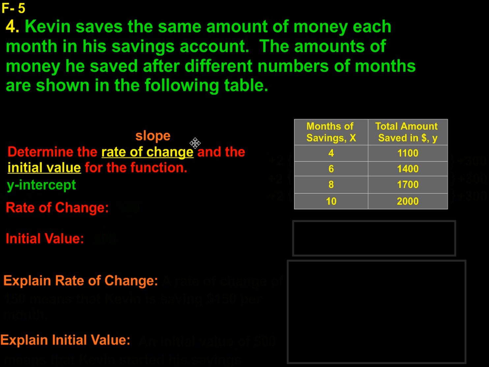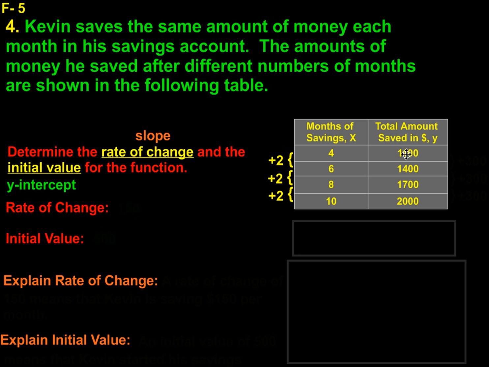Alright, so to determine the rate of change or the slope of this table, we need to figure out the change in the value of x and the change in the value of y. So to go from 4 to 6 and 6 to 8 and 8 to 10, you should see that we're looking at a gain of positive 2 each time. And remember, this is months of savings, x, so this looks like we're skipping every other month. So we're looking at the 4th month, skip the 5th month, we're looking at the 6th, skip the 7th, we're looking at the 8th, skip the 9th, we're looking at the 10th.